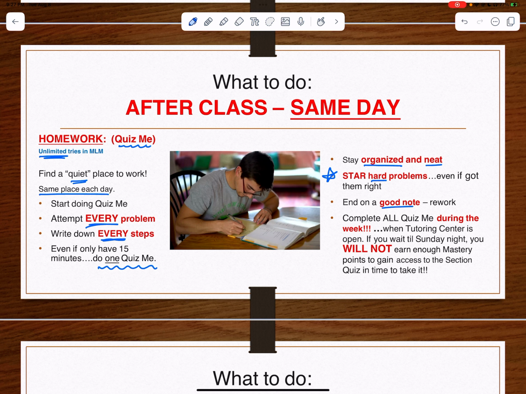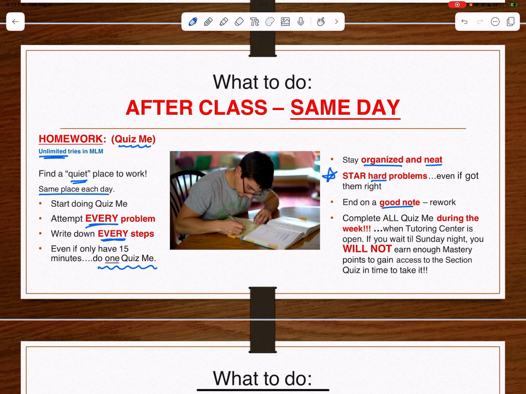Always end on a good note. In other words, if every single time you go in to work your homework, you get super frustrated and you just quit, and you go on and do something else, then that sort of trains your brain to know that when I start my homework, I'm going to end in frustration. So end on a good note, even if that means going back and reworking some problems that you already think you know how to do. You just might need a little bit more practice so that you end being very successful.